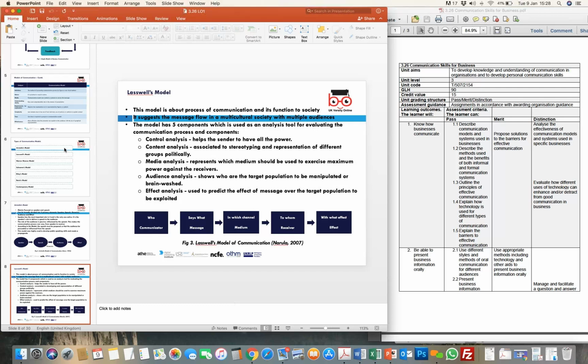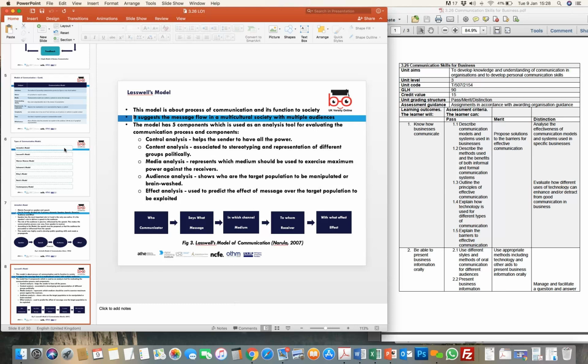So who essentially is the sender or the communicator. The says what is essentially the message which the communicator is speaking. The channel is the medium in which it is being communicated, and it could take different forms. When I talk about channel in the modern context, it would be things like social media. It could be a television channel. It could be radio. It could be print. So these are different mediums.